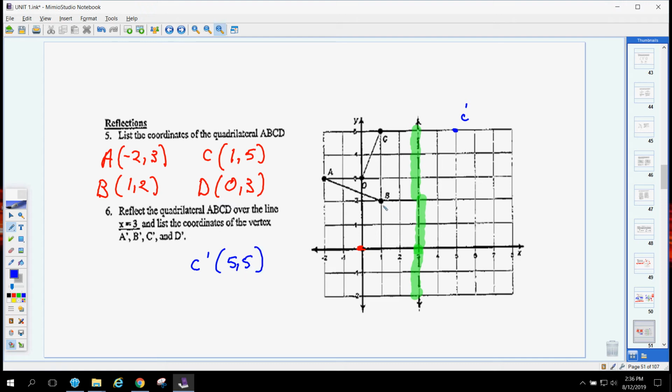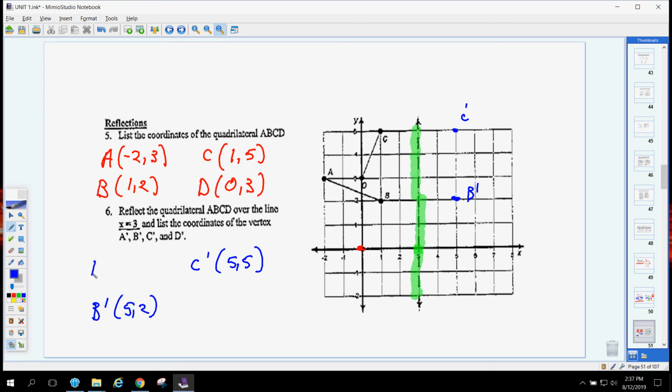Okay, B prime is 1, 2, and we'd go 2 on the other side, 1, 2. So B prime is right here, B prime. Now we see over here that B and C were lined up vertically together, and over here they are the same. So B prime is going to be over 5 and up 2.